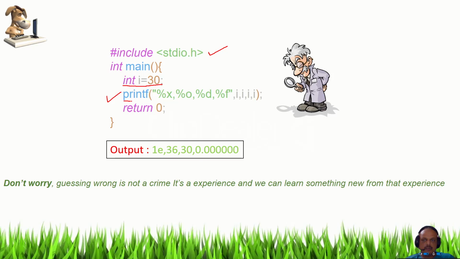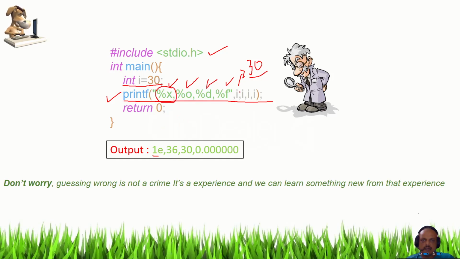And then we are using a formatted output statement, that is printf, and we are associating different format specifiers with the same variable, which is I, which has an integer value of 30. So when this I gets associated with %x, which is hexadecimal, 30 gets converted to its hexadecimal equivalent, which is 1e, and that gets printed out instead of this part.